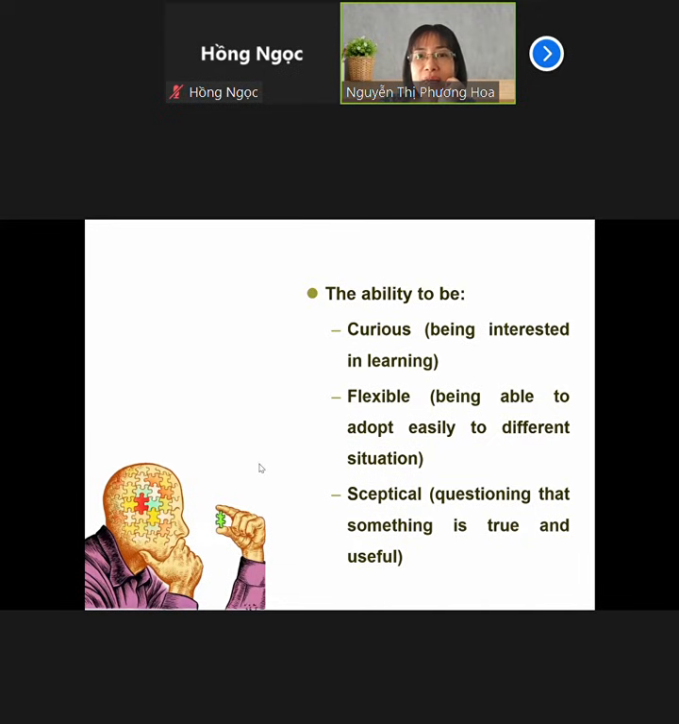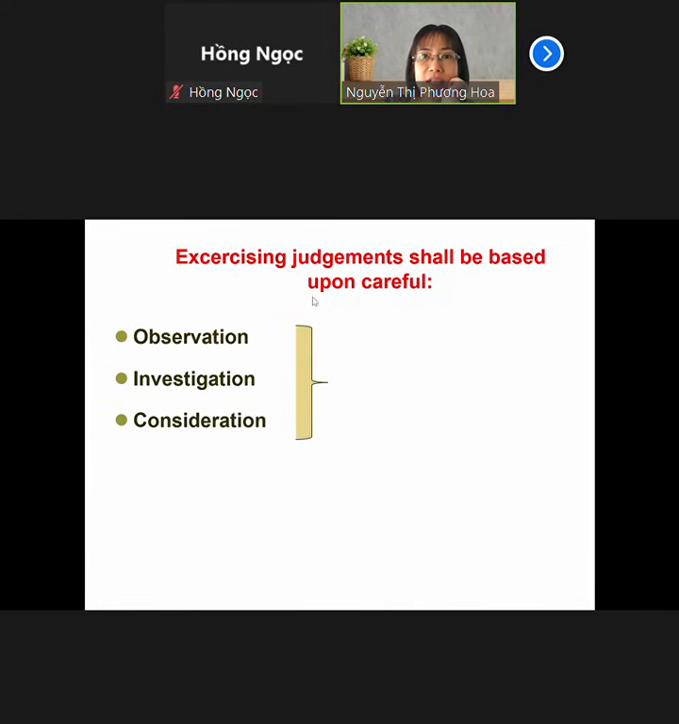Now, how can we develop our critical thinking? That is a question. But before coming to that, I would like you to understand how we can develop critical thinking skills, or exercise critical judgments. How can we develop this capacity? By giving very careful observation.